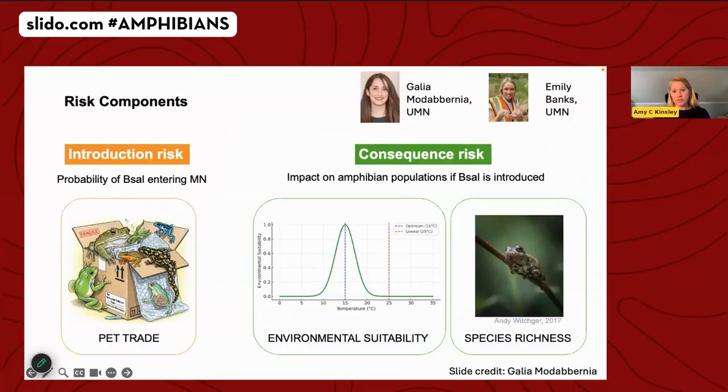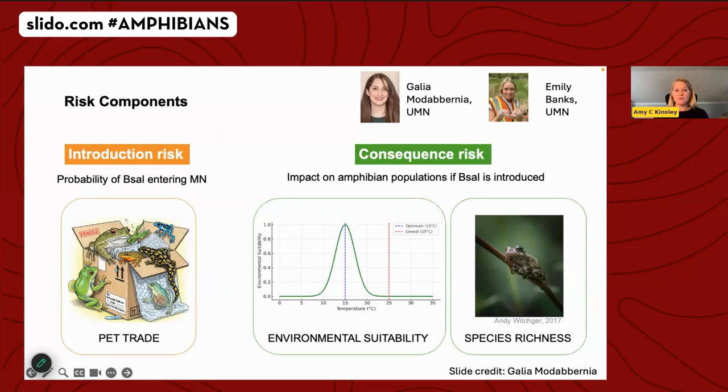So we followed a similar approach. We first assessed the introduction risk, which we're describing as the probability that BSAL enters Minnesota in the first place. Our current evidence suggests that the most likely pathway for the introduction is through pet trade. And through that route, infected animals can be transported into the state. And so, as I mentioned before, it can be really challenging because some of those animals might not even be symptomatic. And so, if we were observing for lesions and didn't see anything, it doesn't necessarily mean that those animals are pathogen free.